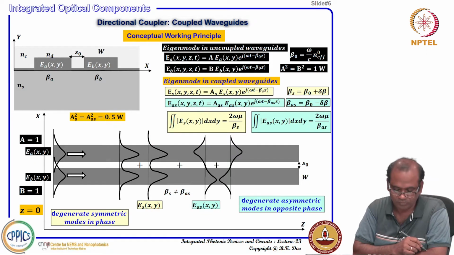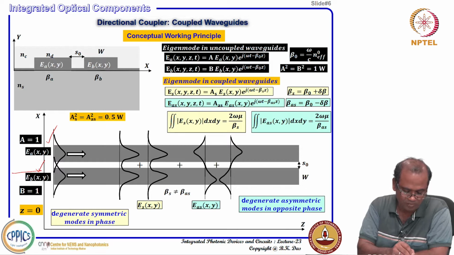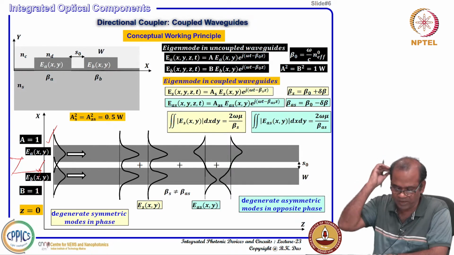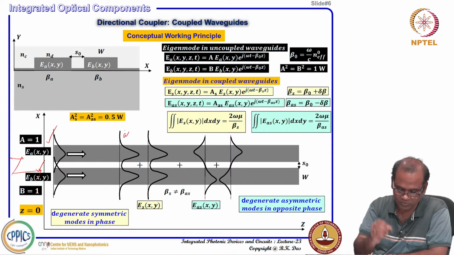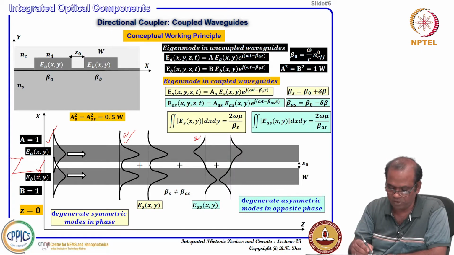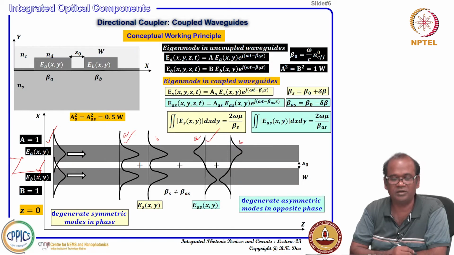Now, interesting, suppose you are launching in the first waveguide 1 watt, and in the second waveguide also 1 watt. Both waveguides you are giving amplitude like that. What happens? It is interesting. This is corresponding to waveguide A. From waveguide A you will be getting these super modes, the symmetric super mode and anti-symmetric super mode, and from waveguide B you will be getting another symmetric and another anti-symmetric super mode.